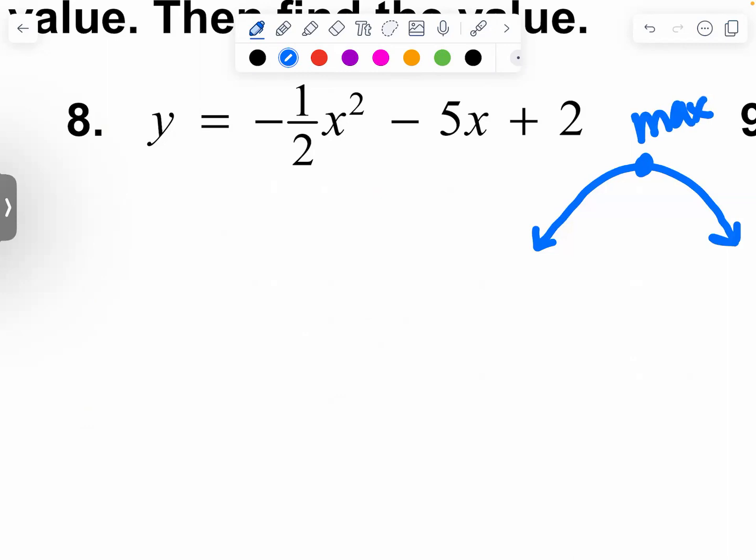How do we find where that maximum is? Yeah. We got to find the vertex by taking -b over 2a.